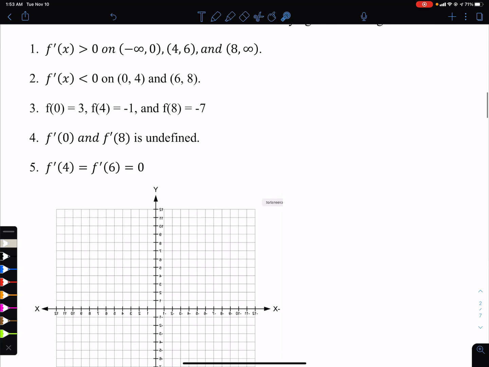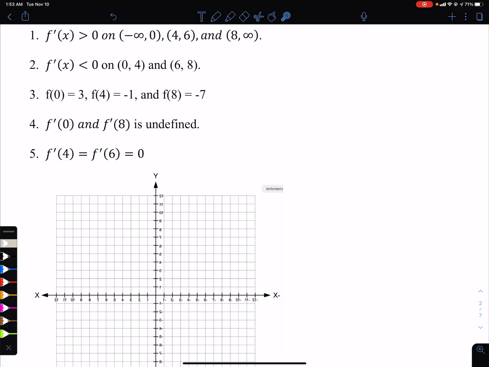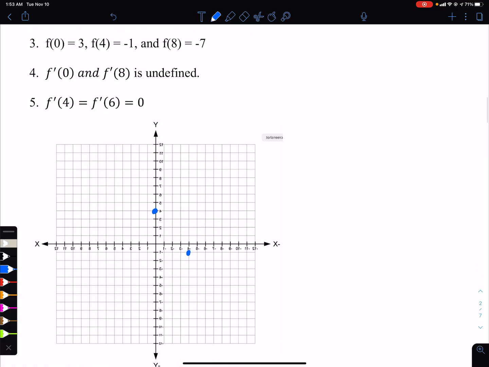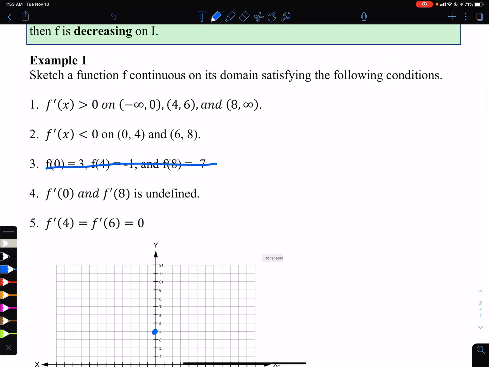All right, we're going to do an example here. Sketch a function with the following conditions. So we're going to do some things that are easy. F of 0 is 3. I can do that. Oh man, this graph is backwards. Sorry about that. I don't know how that happened. Okay, and then we're told f of 4 is -1. I can do that. 4, -1. And then f of 8 is -7. 8, -7. I apologize, my graph got flipped somehow. So those points, we have taken care of these three things.